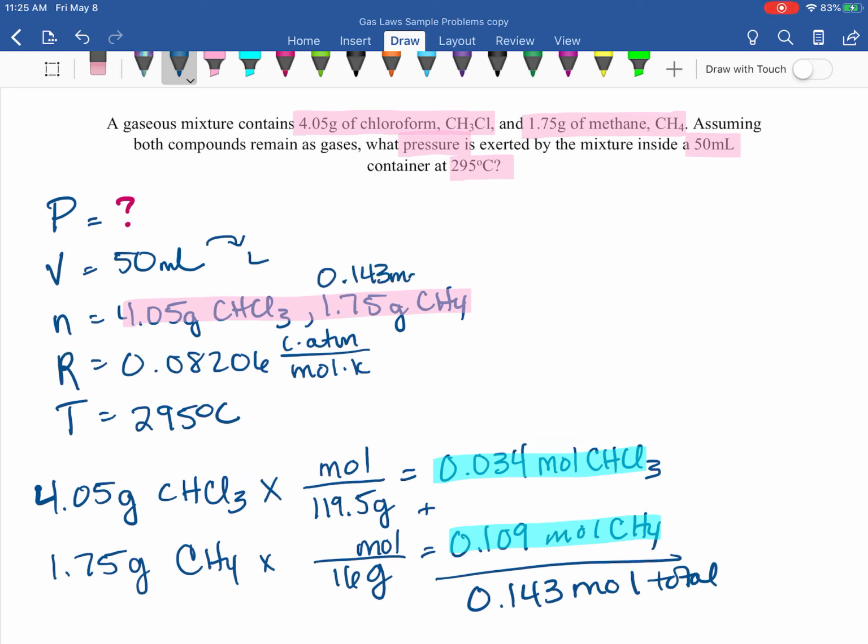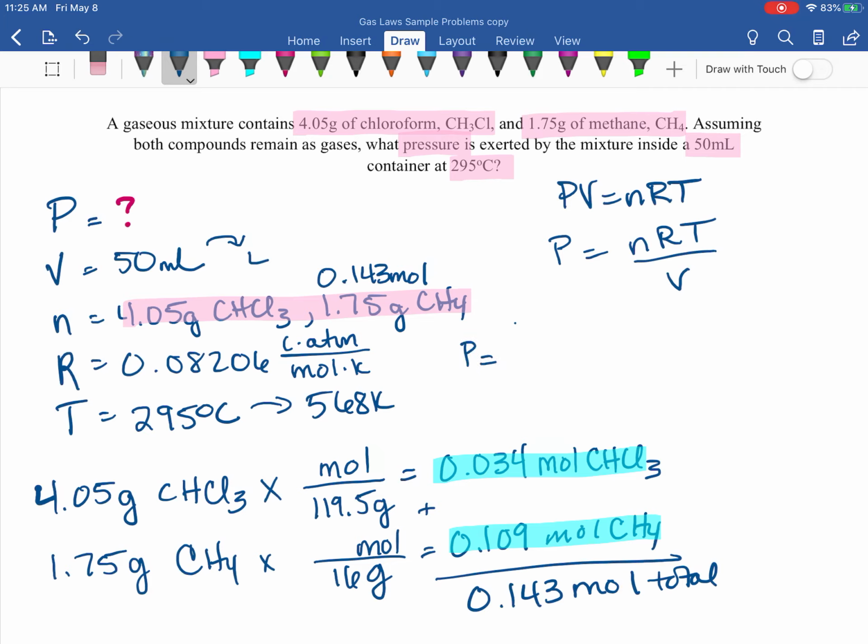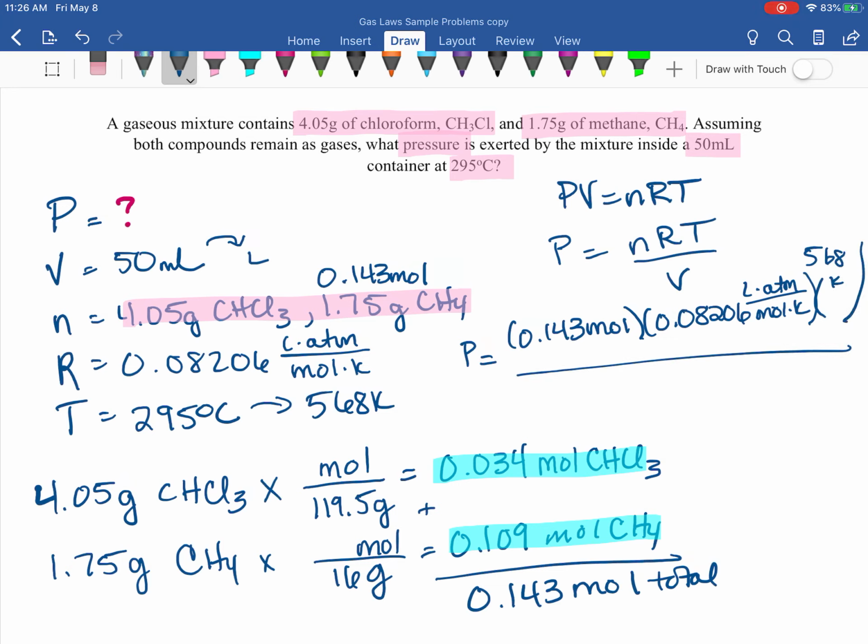Okay, so that would mean our moles then, 0.143 moles. We've got that. That's our total. And then let's just do our quick temperature conversion. I get 568 Kelvin. Okay, beautiful. We've got our PV equals nRT, and we are solving for P this time. So we are ready. All right, let's plug everything in. I'm going to take that combined moles, take my gas constant, and temperature, 568 Kelvin. And then we're going to divide.